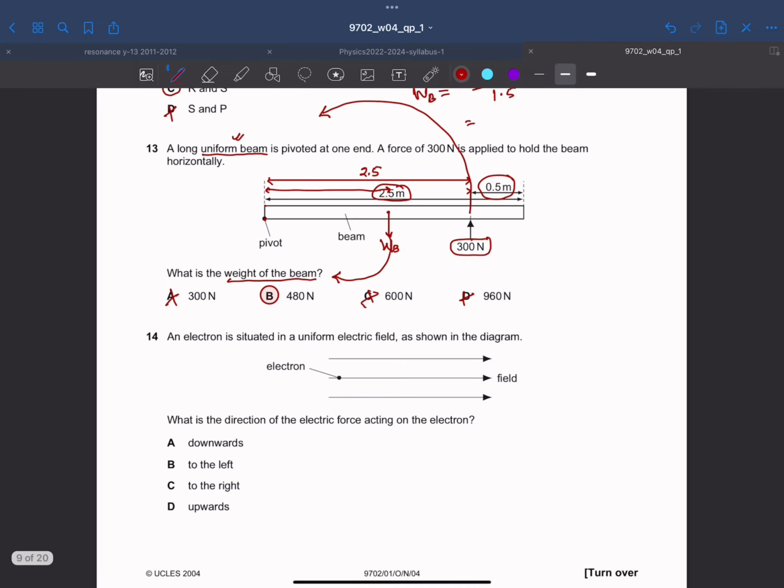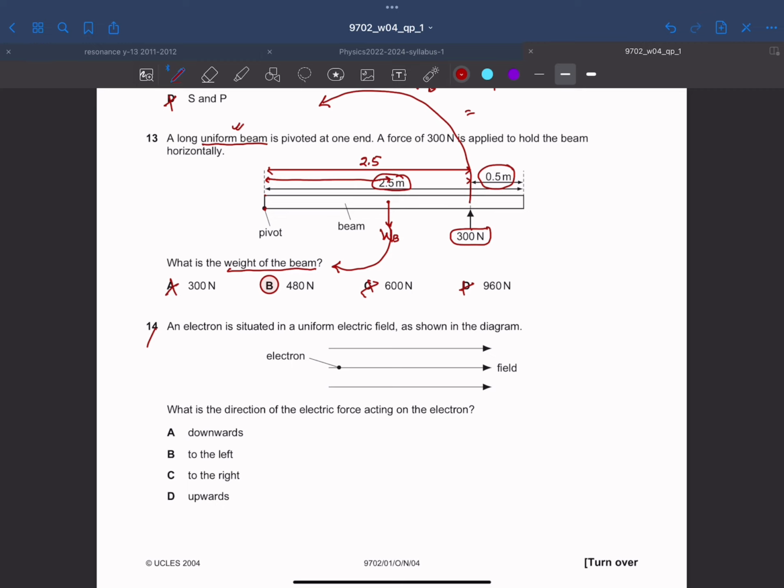The next question, number 4, is basically not included in this syllabus, so I'm just stopping the discussion here.